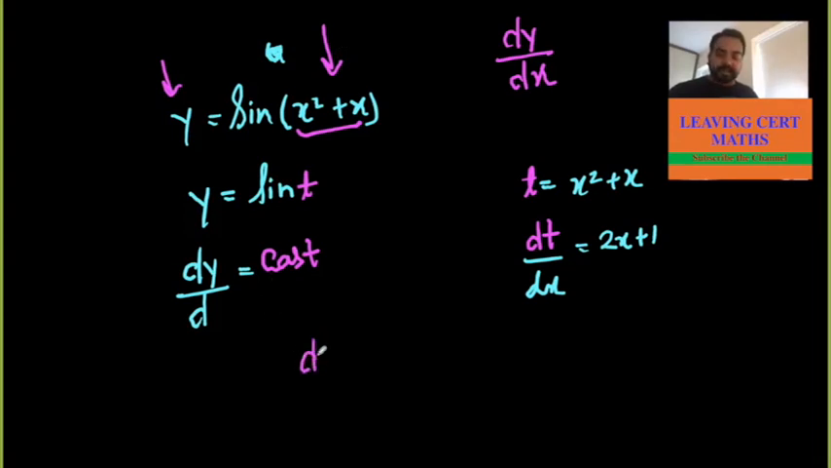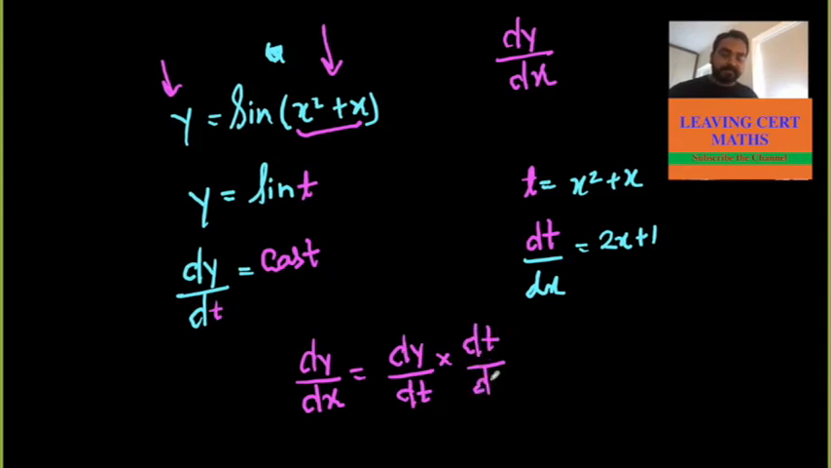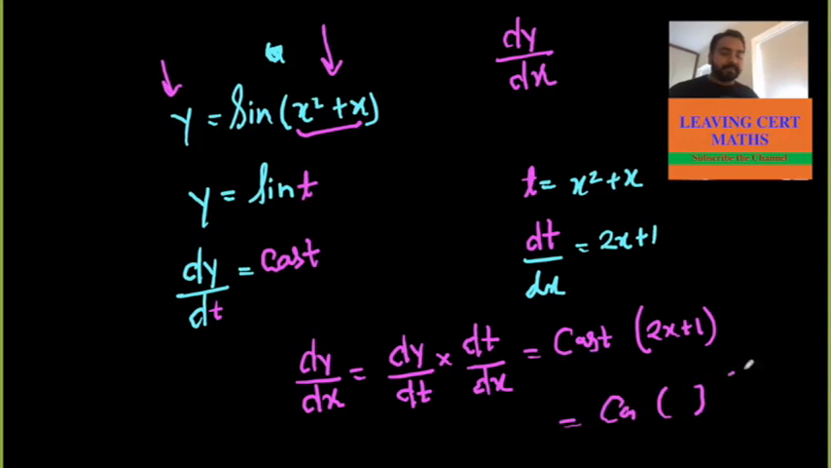So for that, can I write dy by dx can also be written as dy over dt multiplied by dt over dx, and this one is cos t, and this one is your 2x plus 1, and that was our final answer: cos of the bracket multiplied by the differentiation of the bracket, is it right?